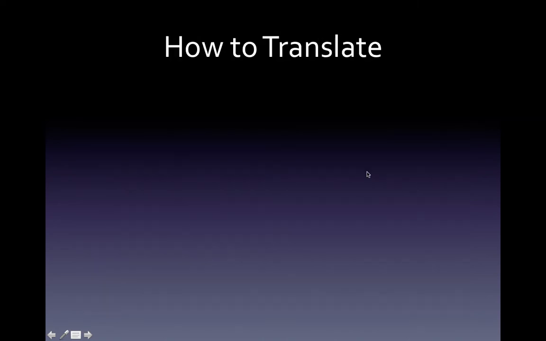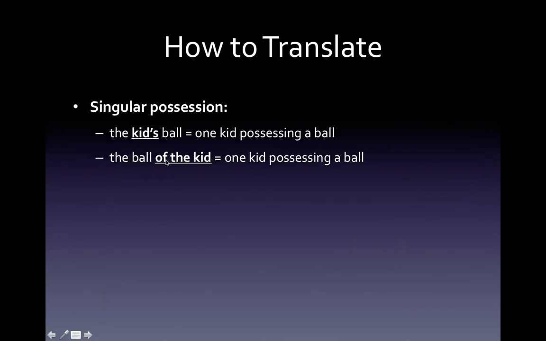All right, so how to translate a genitive when you see it. This is kind of tricky if you don't understand how to do possession in English. So this is kind of a quick review of English. In the singular, you show possession by doing an apostrophe S. So the kid's ball. This is one kid who is possessing the ball.